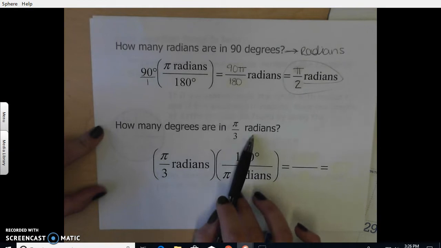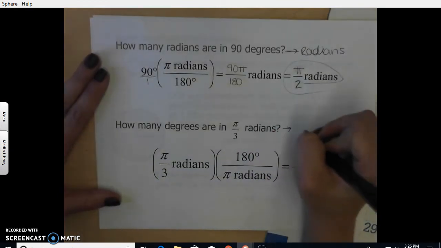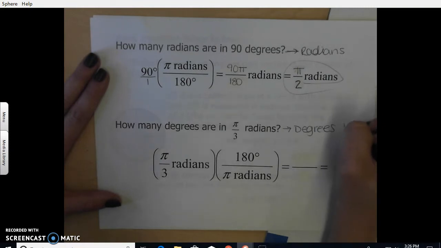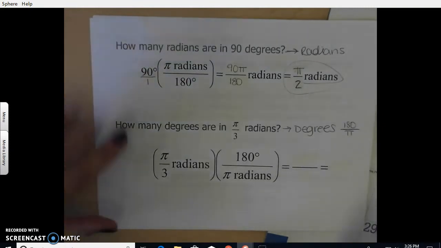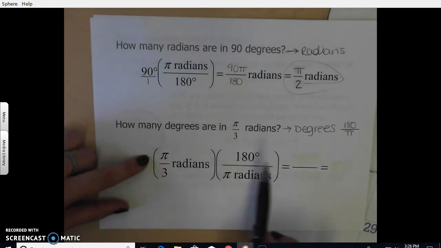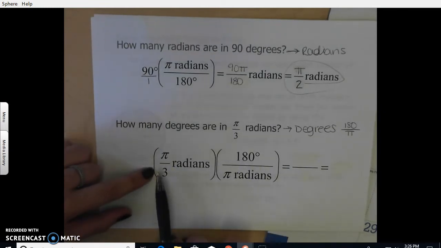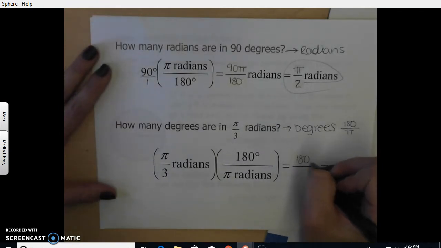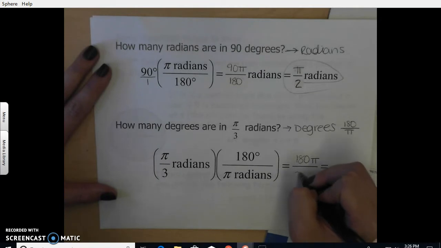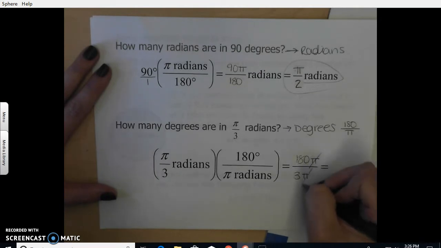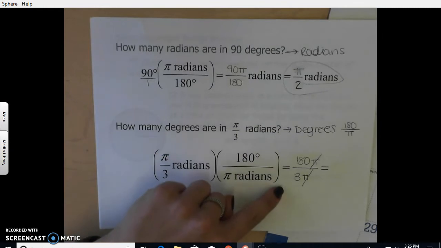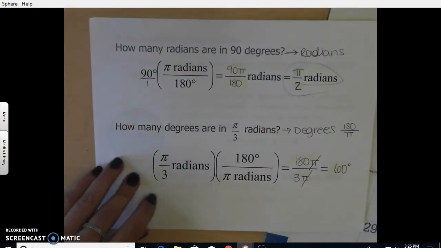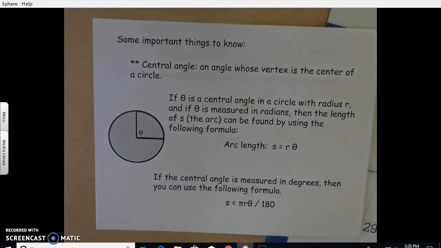Now, how many degrees are there in pi over 3 radians? That means we want to go to degrees. So we multiply by 180 over pi radians. So pi times 180 over 3 times pi. So I'm going to write 180 pi over 3 pi. Our pi's are going to cancel. 180 divided by 3 is 60 degrees. Don't forget to label your answer in degrees.